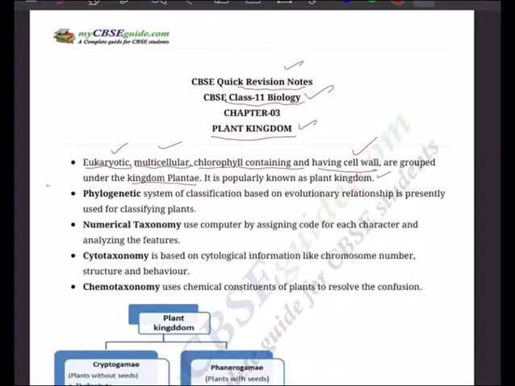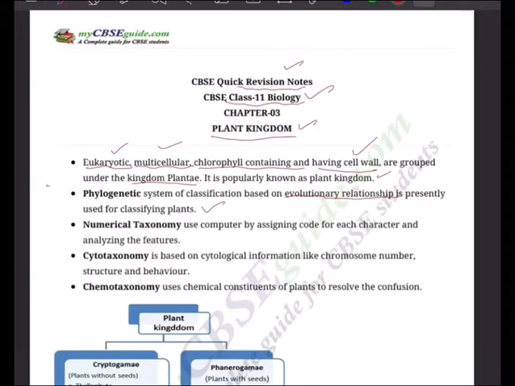So phylogenetic system of classification, based on what? What is this phylogeny? Evolutionary relationship. How far the plants have evolved in comparison with the past as well as the present. So it is evolutionary relationship presently used for classifying plants. We are going to discuss what are the evolutionary characters present in a particular group, and based on that we classify the plants. And second, numerical taxonomy, numerical numbers. Taxonomy, study of plant classification.